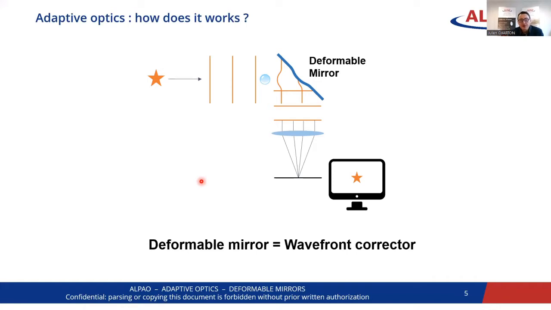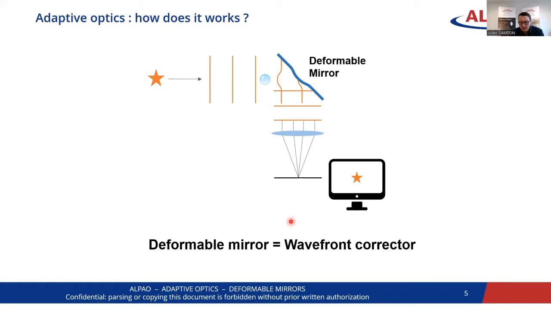The most commonly used by far wavefront corrector is a deformable mirror. So in this simple layout, you just put the deformable mirror after the perturbation, and then you control this deformable mirror to produce a bump that will cancel the bump onto the wavefront, and you see that after reflection, the wavefront is flat again, and this will correct the image. So, of course, the question is, how do you control this deformable mirror to cancel the perturbation?